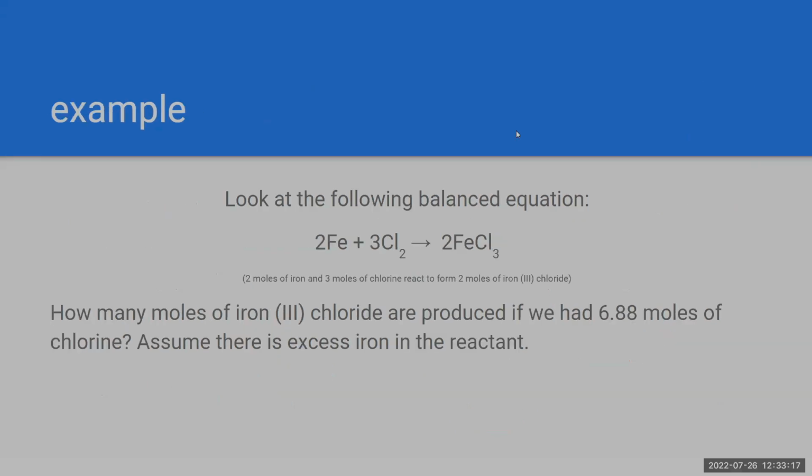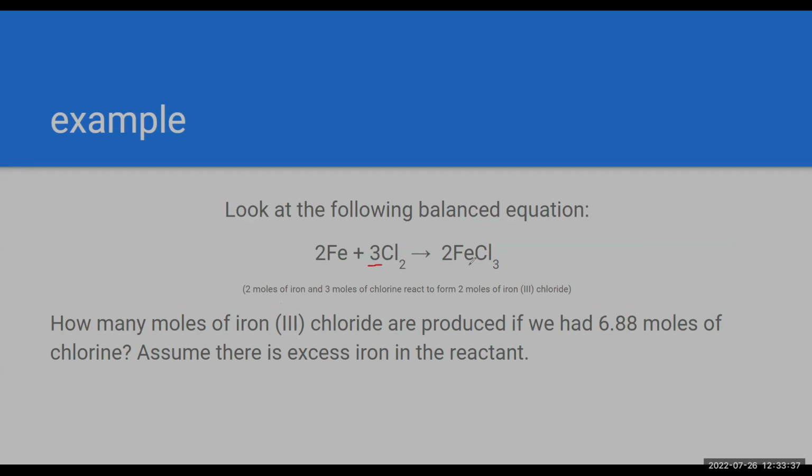All right, so here's a little example. Let's say we're looking at the following balanced equation. It's 2Fe plus 3Cl2 yields 2FeCl3. So that basically means 2 moles of iron and 3 moles of chlorine are going to react and form 2 moles of iron(III) chloride.